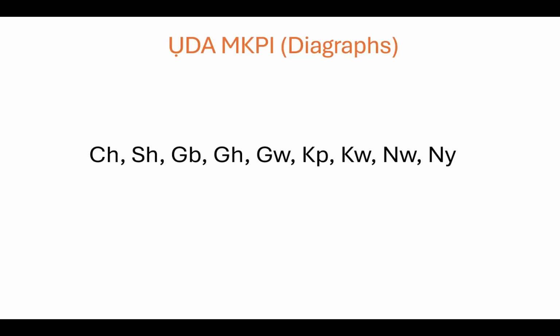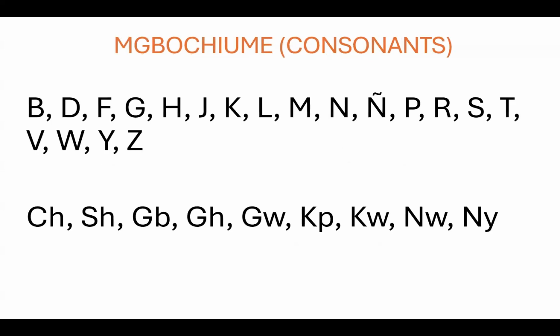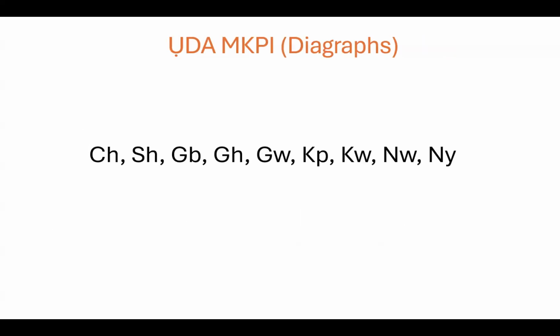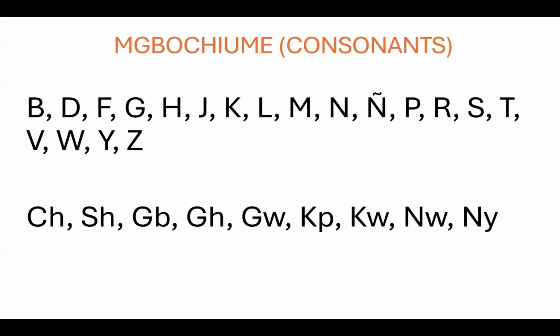Okay. So there are diagrams and they are nine. They are part of the Igbo consonants. Igbo consonants are called mgbochiume. We have about 19. They are actually 28, but if you remove the diagrams, that's odampe, the ones that are two, you will have about 19 mgbochiume.